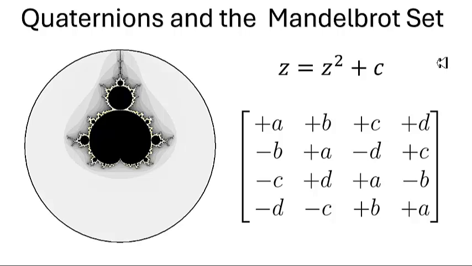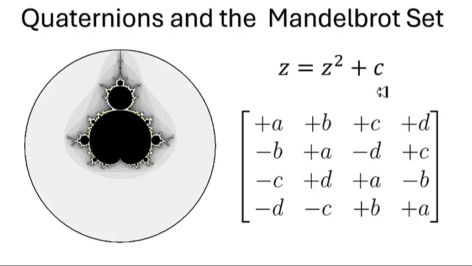Now, the reason I like the 4x4 matrix version of quaternions is because it makes it quite trivial to implement the Mandelbrot set using the function z equals z squared plus c. When we use complex numbers to generate the Mandelbrot set, z and c are both complex numbers. When we use quaternions to generate the Mandelbrot set, z and c are quaternions. So this is what we're going to do today in this generation of a four-dimensional Mandelbrot set.